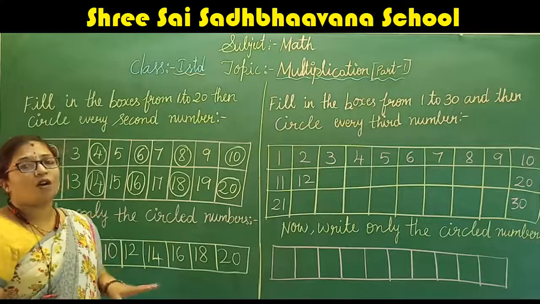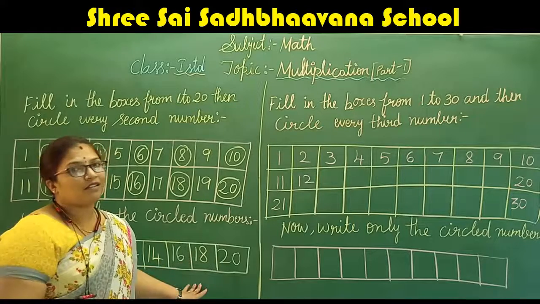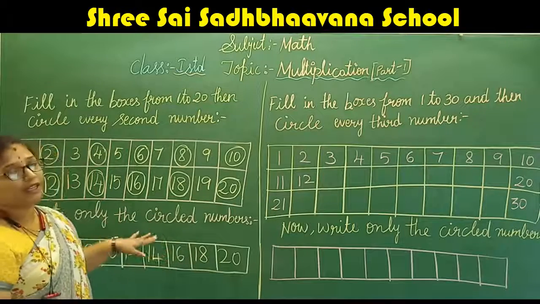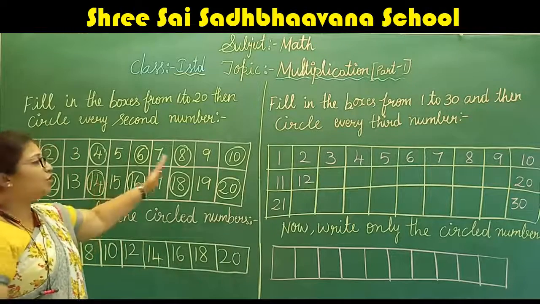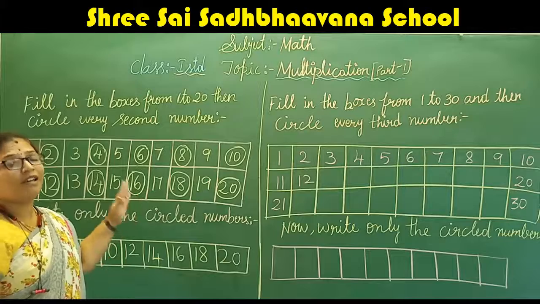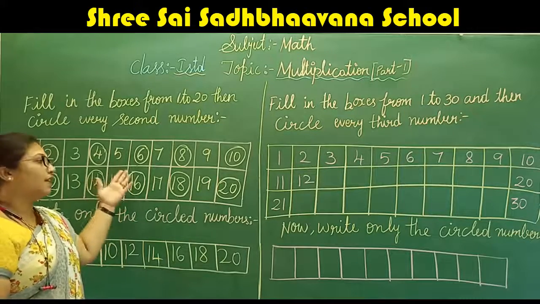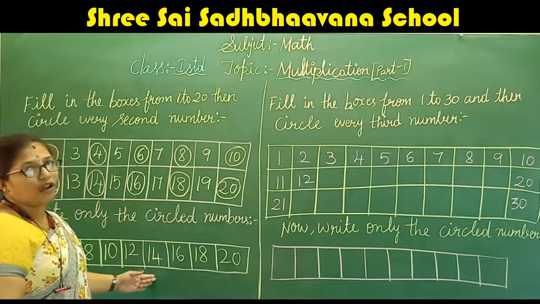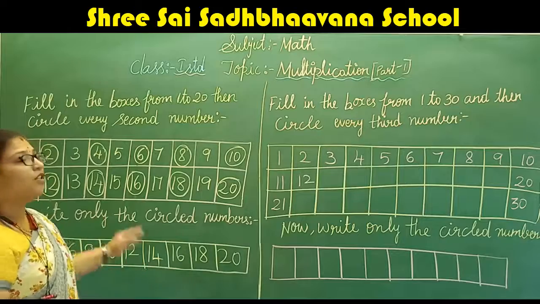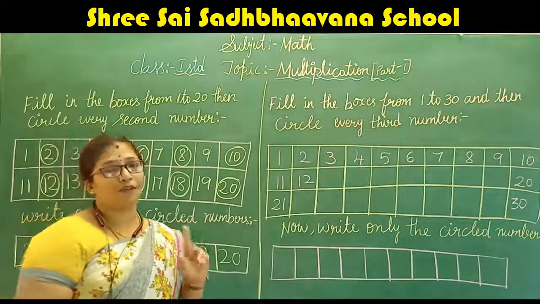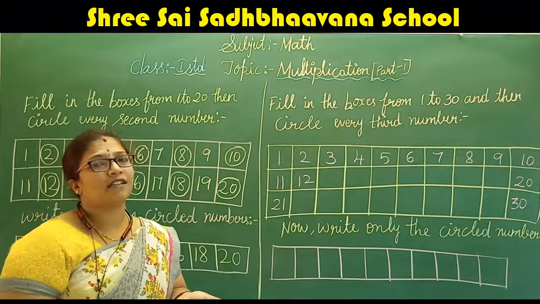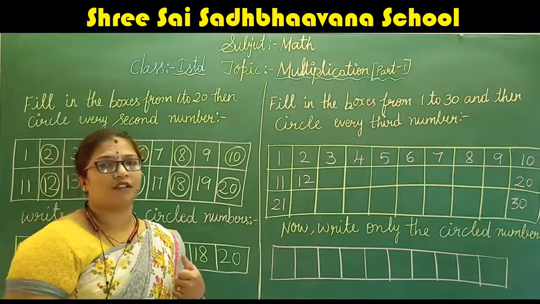All this you should do in the below box. Which numbers you circled in the above box, those circled numbers you have to write here. So here what you have to do is skip one number and circle the next number.